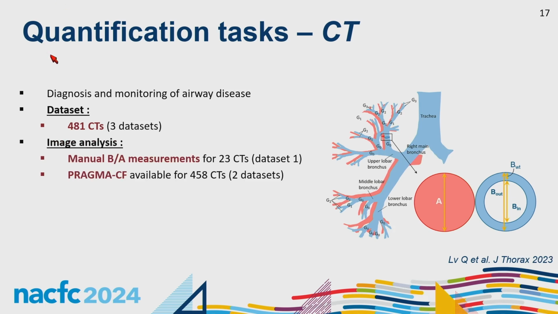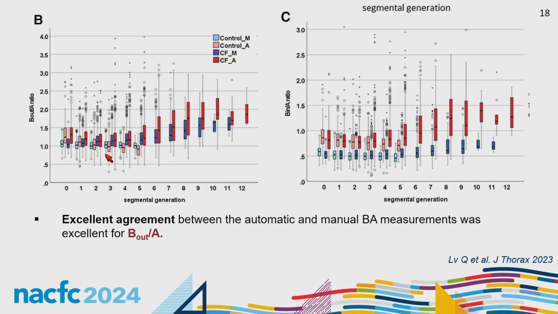As image analysis, they had bronchial and artery measurements for 30 CTs in one of the 3 data sets, and from the 2 other data sets, they had the Pragma CF score, which is a visual score that had been performed before. And they also had access to the lung clearance index. And these are the results they obtained.